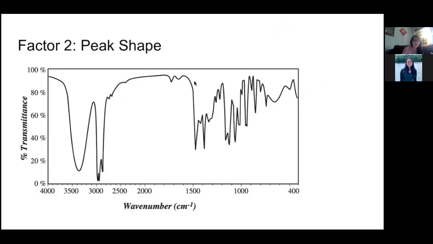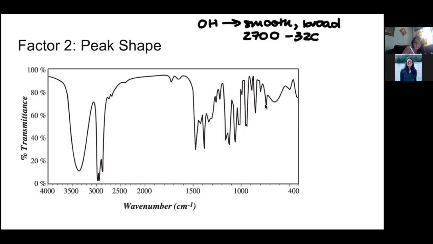So next up is going to be peak shape. As you can see, the peaks on this IR look pretty different from one another. Some of them are going to be kind of narrow, some of them are going to be wider. Certain functional groups like alcohols are known for having more broad peaks. So let me write that down. OH, for example, is known for having smoother, broader peaks. Some sources will say they're at like 2700 to 3200. I tend to see them a little bit above 3200, but we'll get into that.